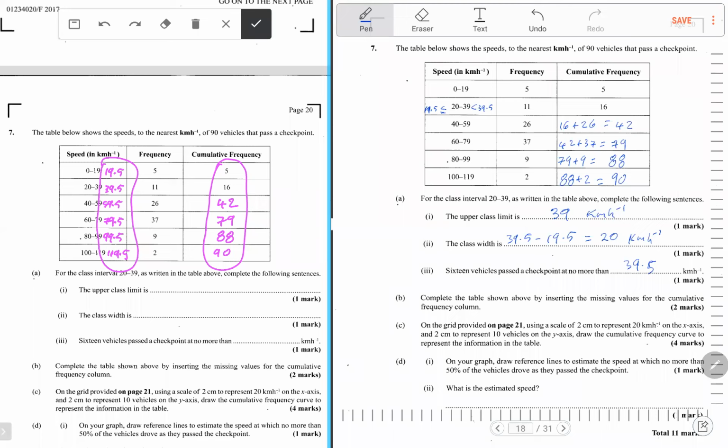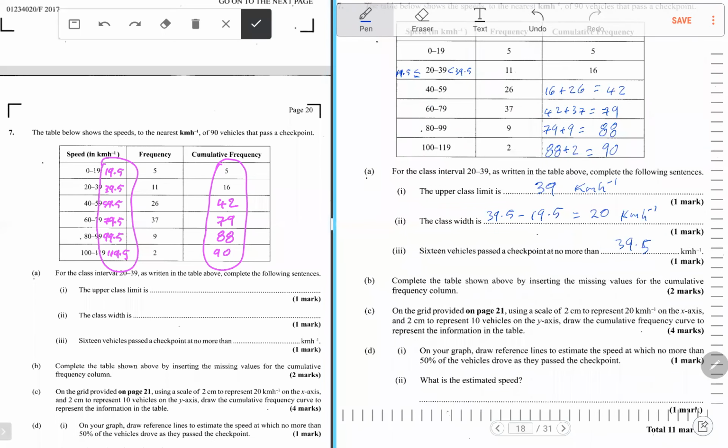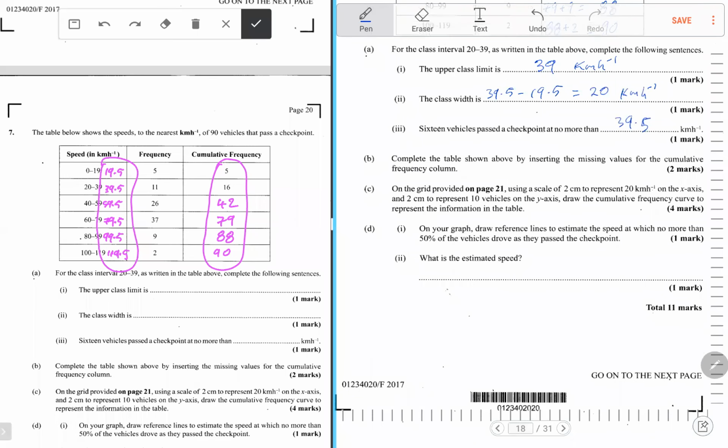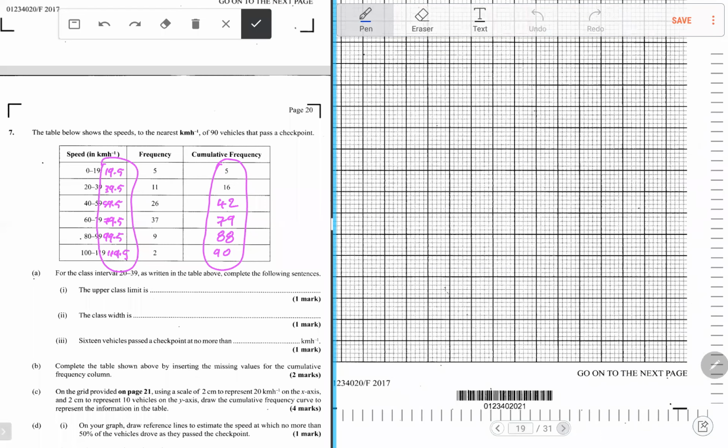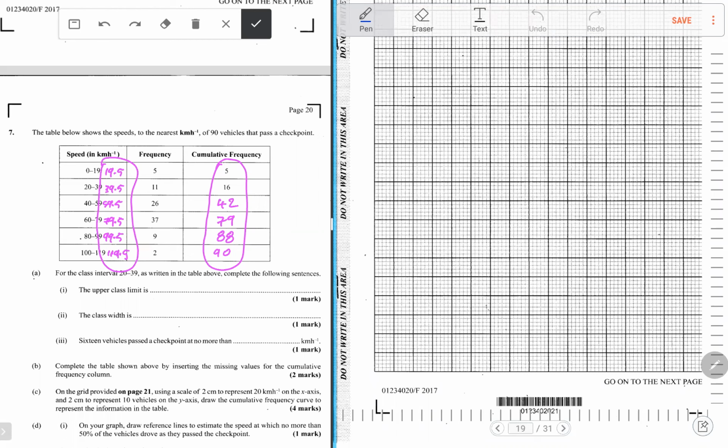So let's go on the graph now. The scale that we're using is 2 centimeters to 20 kilometers per hour on the horizontal axis, and 2 centimeters to 10 vehicles on the vertical axis. So it's 2 to 20 and 2 to 10. That's on this graph. So it's 2 centimeters to 20.